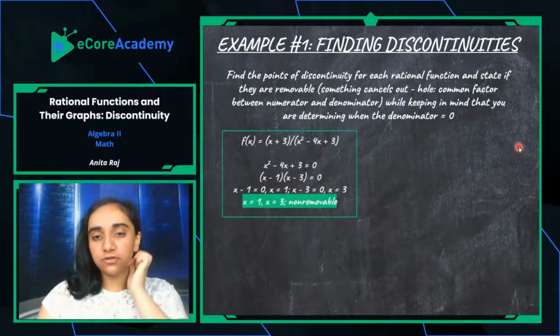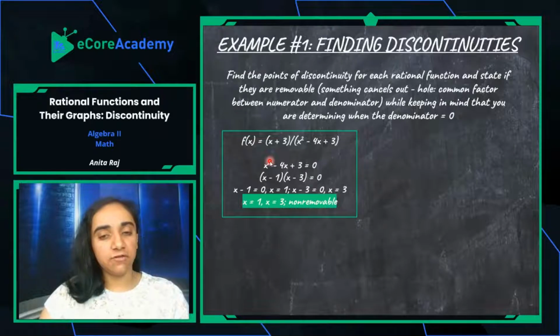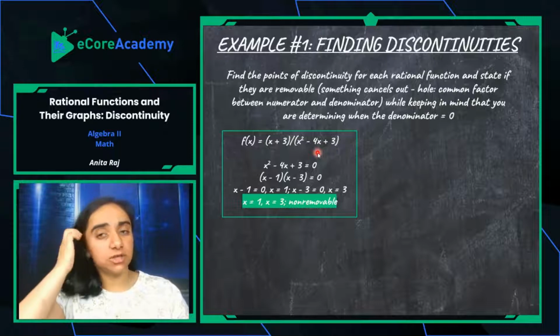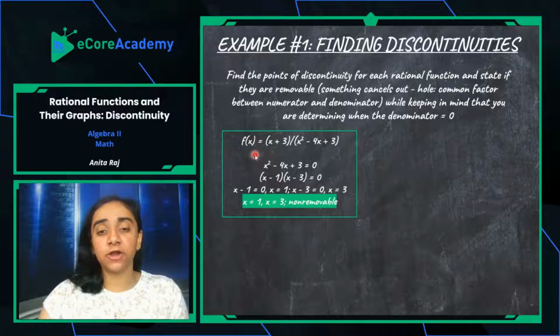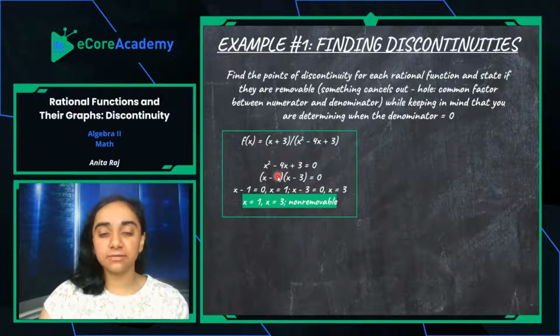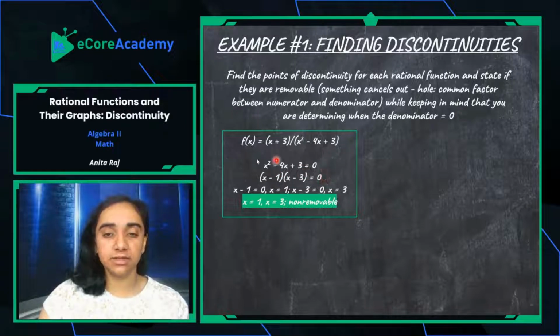Okay, so here's our first example. We have the function f of x equals x plus 3 divided by x squared minus 4x plus 3. The first thing we want to do is set the denominator equal to 0 to see if there are any vertical asymptotes. So we set x squared minus 4x plus 3 equal to 0. Then we're going to factor this because it's a quadratic trinomial, and we can factor it by the guess and check method. So we're going to factor into x minus 1 times x minus 3, and we're going to set that equal to 0 just as we did the original quadratic trinomial.